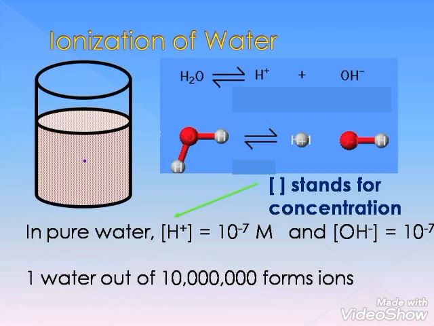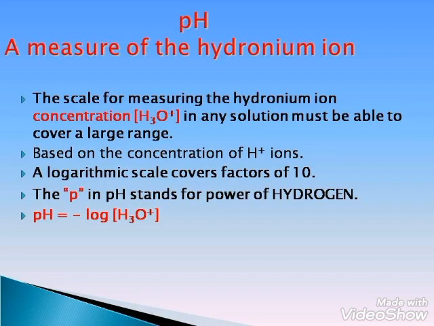Ionization of water. We all know that water dissociates to form H plus ions and OH minus ions. At a temperature of 25 degrees centigrade, pure water dissociates to form 10 to the power of minus 7 moles per liter of hydrogen ions and 10 to the power of minus 7 moles per liter of hydroxyl ions. This is true only for pure water, whereas in the case of other solutions, this will not continue.